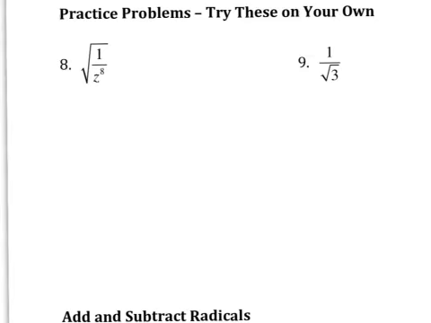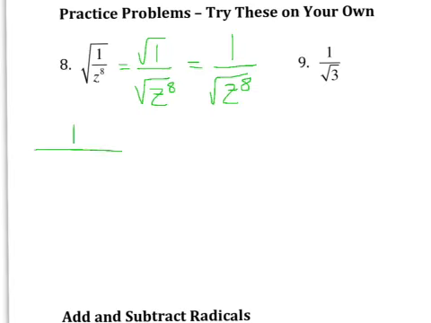For the square root of 1 over z to the 8th, let's first break up our fraction as the square root of 1 over the square root of z to the 8th. We know that the square root of 1 is 1. And let's think if we can simplify the square root of z to the 8th. So let's write that out as the square root of z squared times z squared times z squared, and we need one more, times z squared.